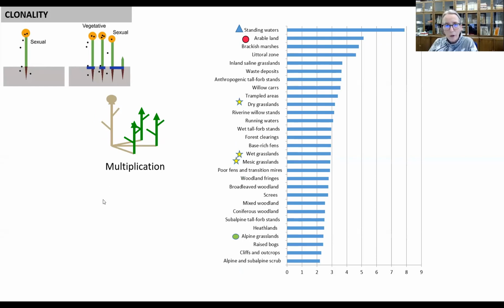Another trait is multiplication rate, how many new ramets one ramet produces per year. And again, you can see that standing waters have the highest value of this multiplication rate. The second is arable land, again the community with a low number of clonal plants, and again dry grassland, wet and mesic grasslands, and alpine grassland have very low numbers.